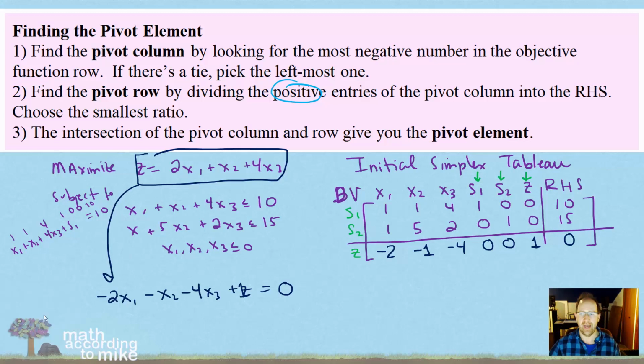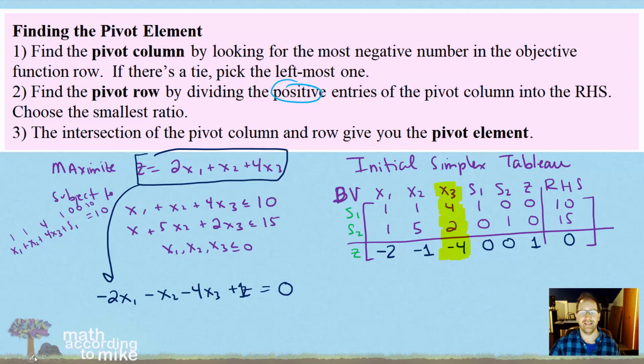And with that, we can now start this process of finding the pivot element. So step 1 is to find the pivot column. I'm going to use a highlighter. The pivot column is related to the most negative number in the objective function row. Objective function row, remember, is the last row: -2, -1, -4, 0, 0, 1, 0. Which number is the most negative? -4 is the most negative. So that is our pivot column.